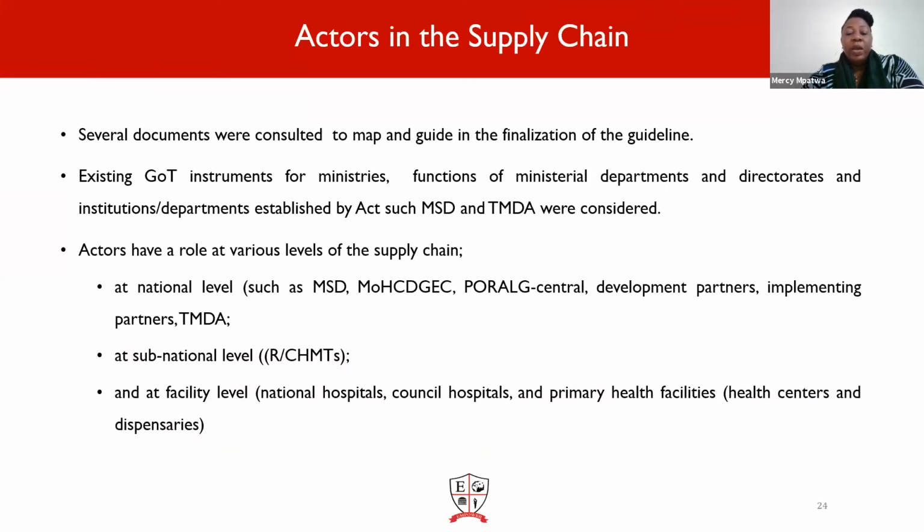While writing this guideline, several documents were consulted, and also some existing government instruments, ministries and functions, for example, the Medical Stores Department and TMDA, were also consulted because they are all key stakeholders for the supply chain. So we have various actors at various levels of supply chain. At the national level, we have the Ministry of Health, the Medical Stores Department, the President's Office Regional Administration and Local Government Central, and also the development partners and implementing partners. At sub-national level, we have the RHMTs and CHMTs, some of whom were consulted during the development of this guideline. And at the facility level, we consulted various hospitals and primary health facilities, both health centers and dispensaries. Next slide, please.